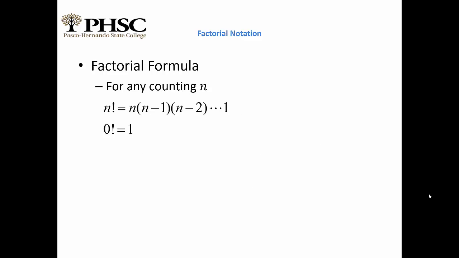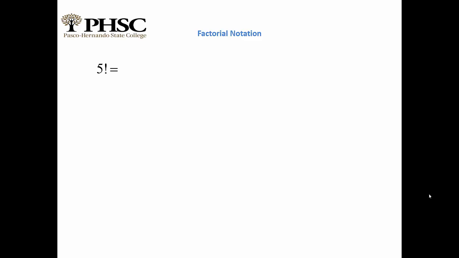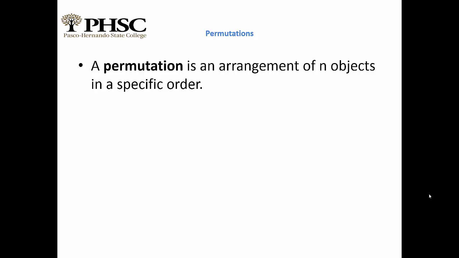The next thing, which is not quite permutation, but we use it to find permutations and combinations, is factorial. For any counting number n, n factorial, and that's how the exclamation mark is read, is equal to n times n minus 1 times n minus 2 all the way down to 1. And 0 factorial is actually equal to 1. So for example, 5 factorial would be 5 times 4 times 3 times 2 times 1, which is 120. So this leads us to permutation.